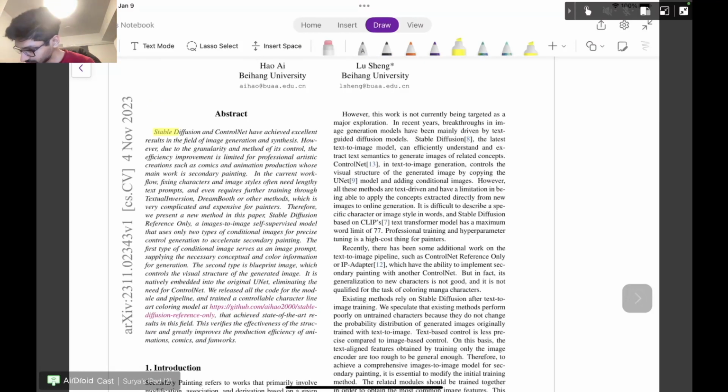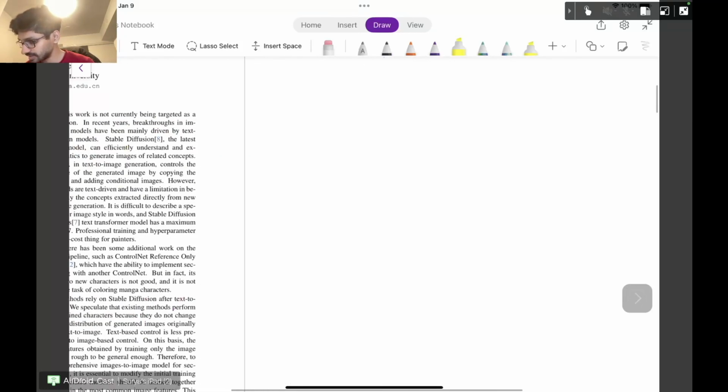So Stable Diffusion and ControlNet have excellent results, but they're hard to use due to their granularity and the method of control. So specifically, what do they mean by that?